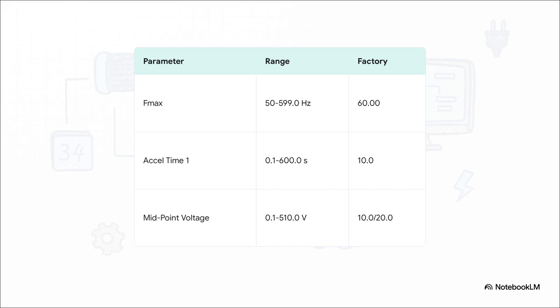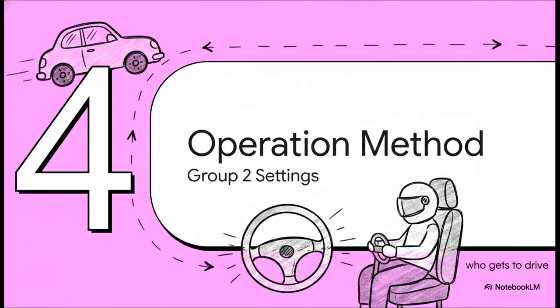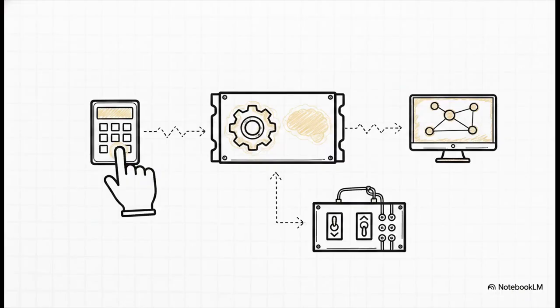Think of these as your gas and brake pedals. If you set them too fast, you risk tripping the drive, but too slow, and your whole process lags. So now that the engine is tuned, we hit Section 4, Choosing your operation method. This is Group 2, where we essentially define who or what actually gets to drive the car. The really crucial point here is that you must explicitly tell the drive where to take its marching orders from.